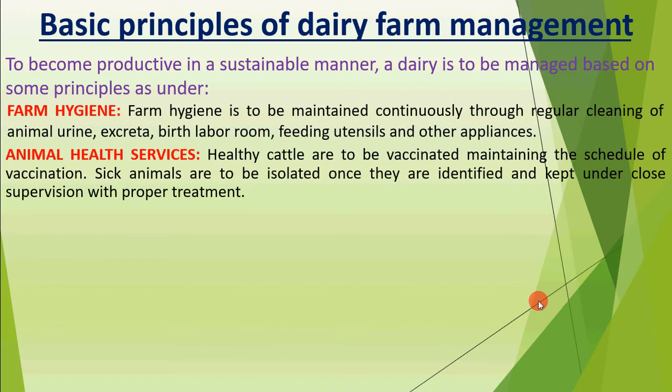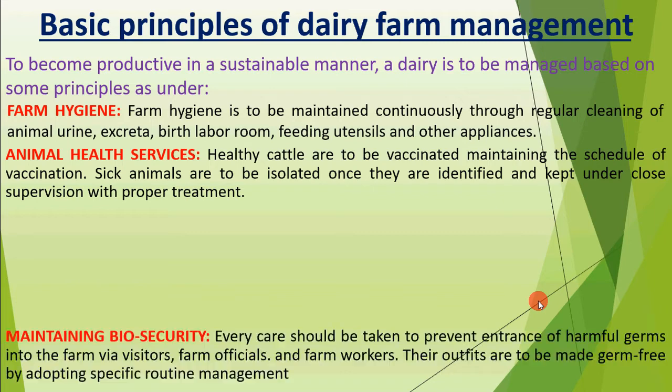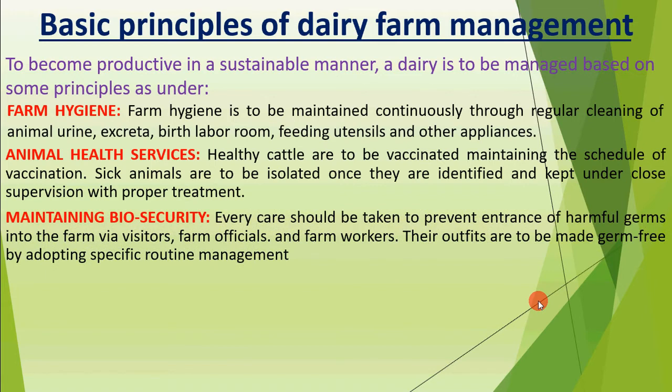Animal health services, you have to vaccinate the animal, that means cow, buffalo, whatever. And if some cow is sick, then you have to separate the cow from the healthy one, identify, and you have to provide the proper treatment as well. And next is maintaining biosecurity. That means you have to provide biological control.